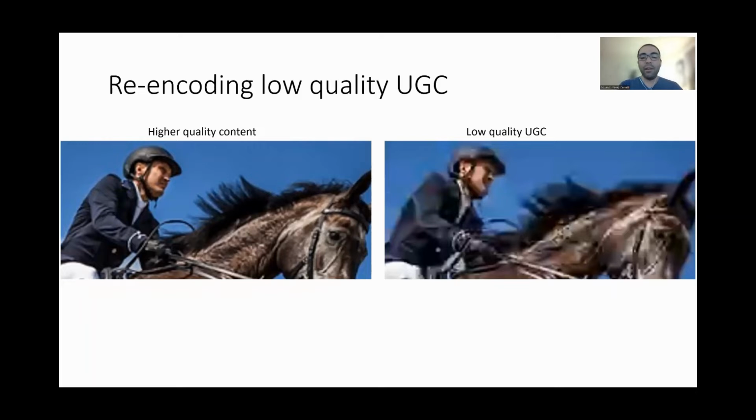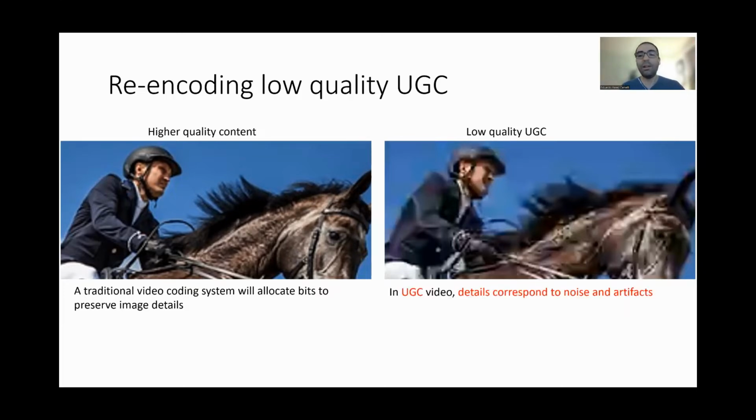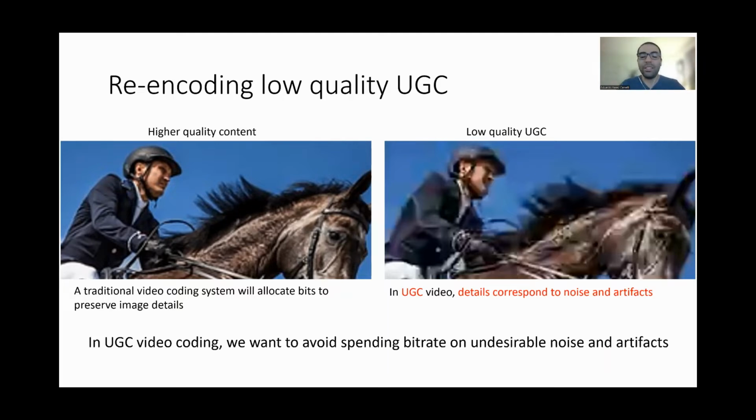Now, if you have a traditional video that has high quality, like the one on the left, a traditional video coding system will try to allocate bits to preserve all the image details of this content. While if the input is a low quality UGC video, the details correspond to noise and artifacts. So the main challenge or problem of UGC video is that we want to avoid spending bitrate on these undesirable noise and artifacts.